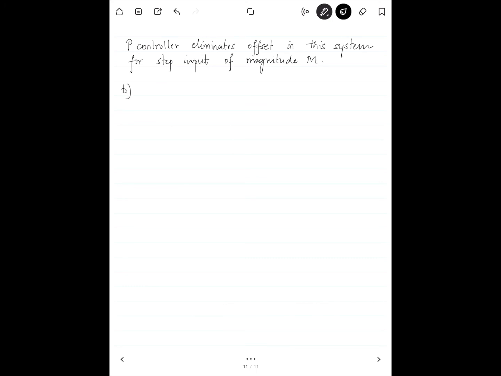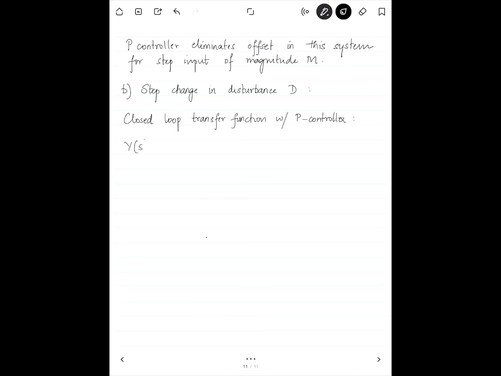So now let us proceed to the final part of the question, which asks us whether this controller in this setup would eliminate offset when there is a step change in the disturbance variable given by D. So we have the closed loop transfer function, using the P controller as before.